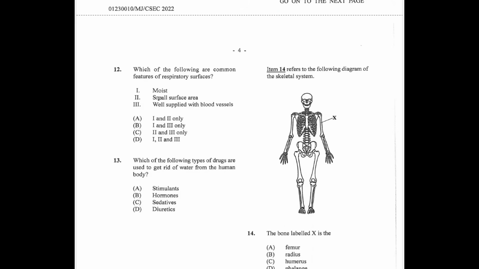12, which of the following are common features of respiratory surfaces? Must be moist, small surface area. No, you want a high surface area or a large surface area. Well supplied with blood vessels. So 1 and 3, that is B.